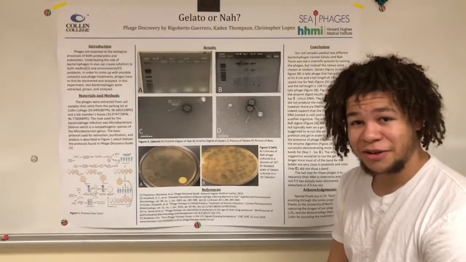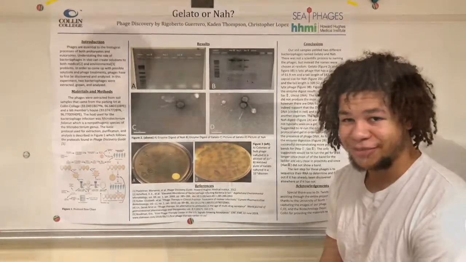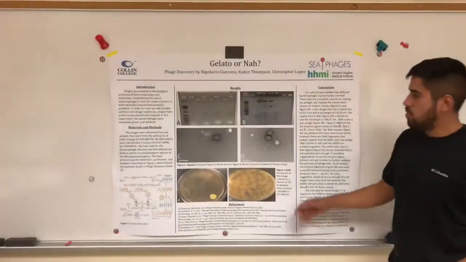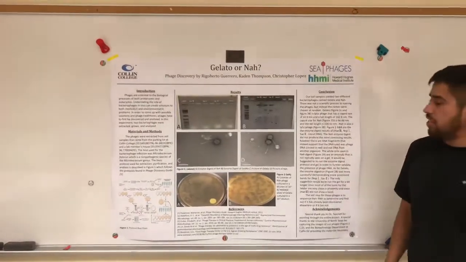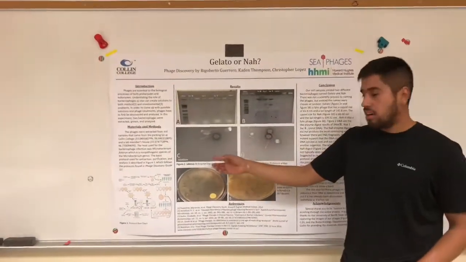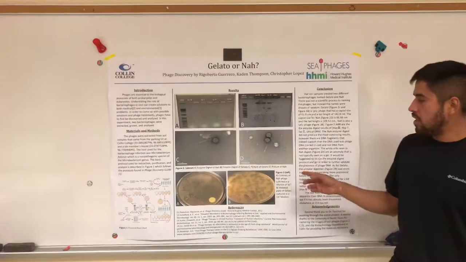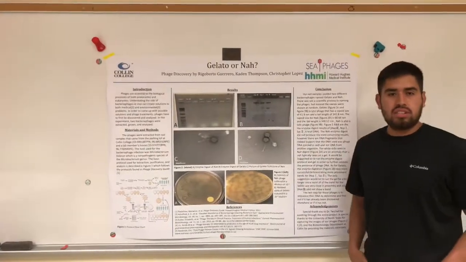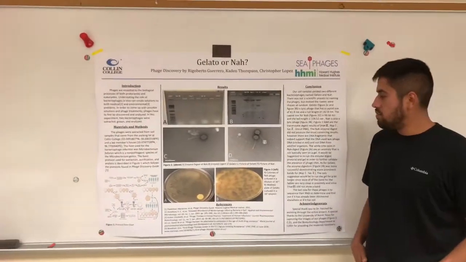And now presenting the conclusion is Rigoberto. So out of our soil samples, we were only able to extract 2 phages. As you can see, C is Gelato and D is Nah. There wasn't really a scientific process to naming these. They were just chosen at random.